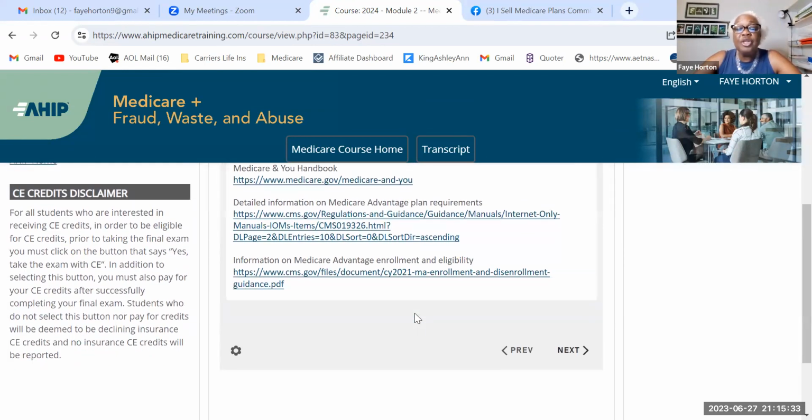For more information, you're going to go to www.medicare.gov, Medicare and You. You can go to the CMS Regulations and Guidance website, or you all know you're going to ask as many questions as you want right here.